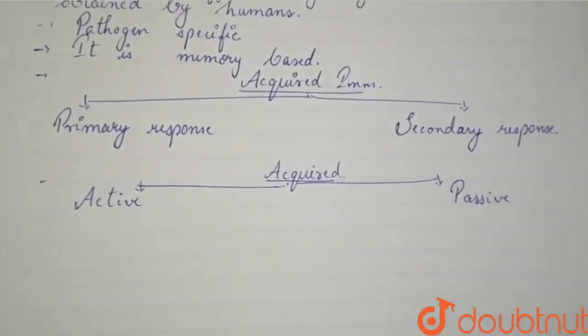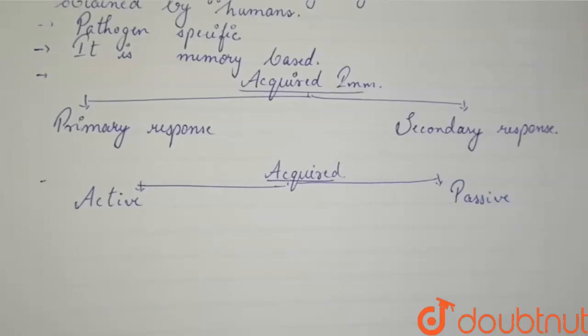Active means the antibodies are produced in the body of the human. So when the antibodies are produced by the body itself, then it is called acquired active immunity. And when the antibodies are produced in some other person and the prepared antibodies are injected into a particular human, then it is called passive immunity.